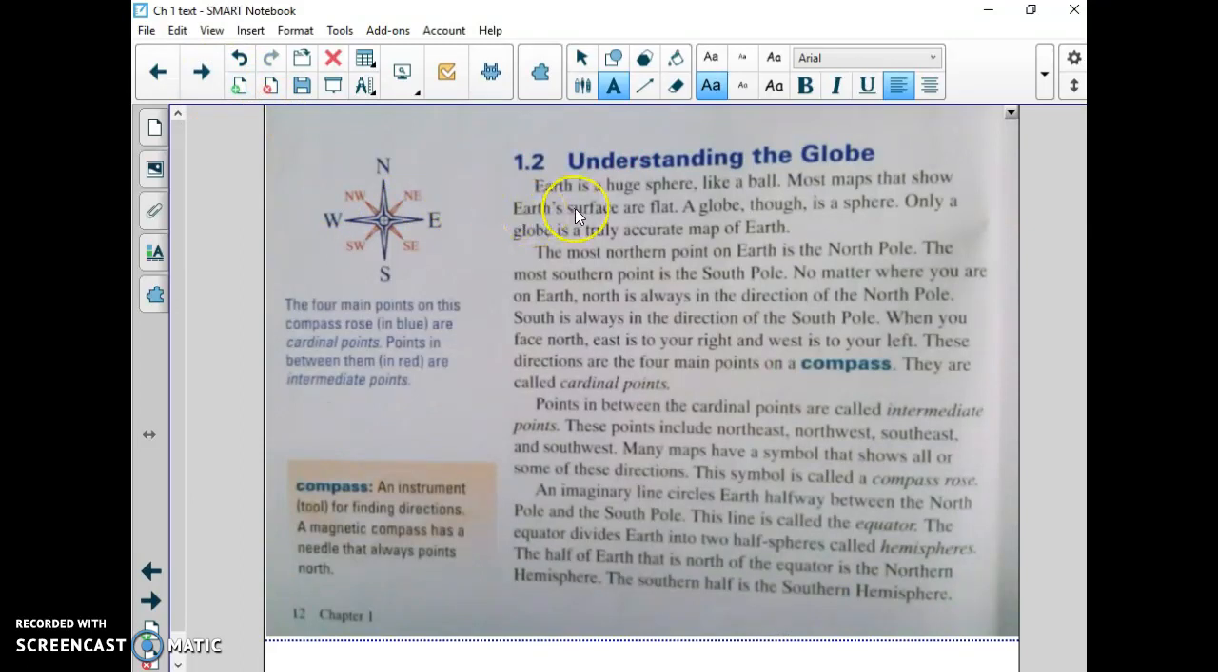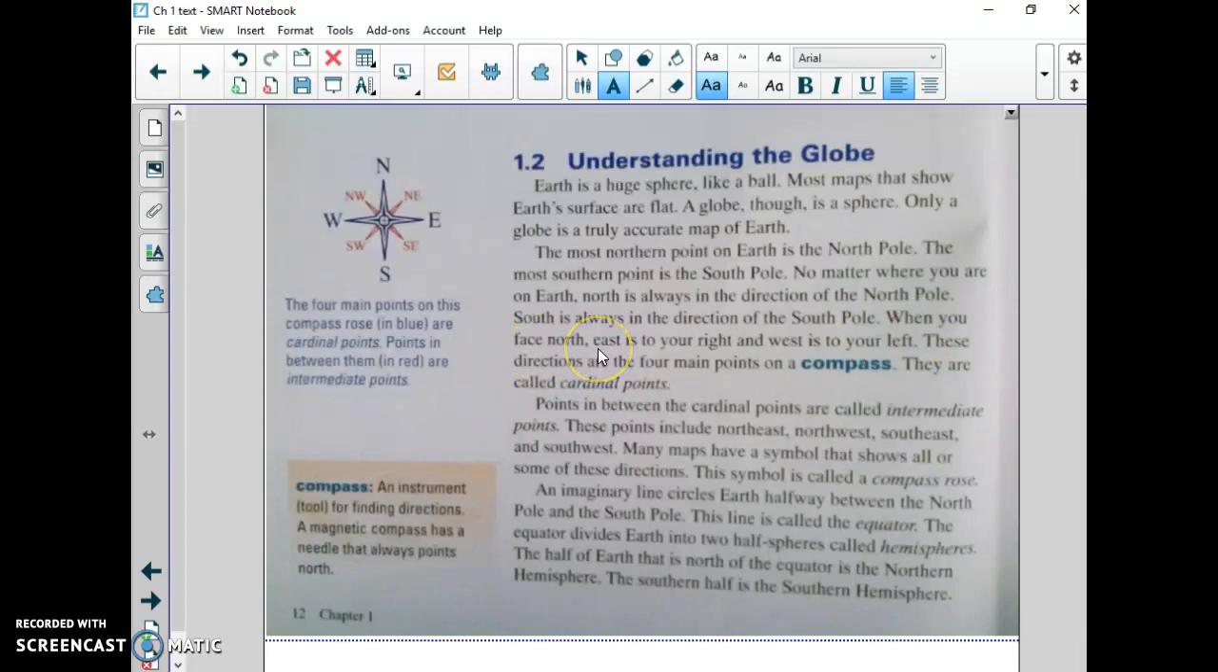1.2 Understanding the globe. Earth is a huge sphere, like a ball. Most maps show Earth's surface as flat. A globe, though, is a sphere. Only a globe is a truly accurate map of Earth. The most northern point on Earth is the North Pole. The most southern point is the South Pole. No matter where you are on Earth, north is always in the direction of the North Pole. South is always in the direction of the South Pole.